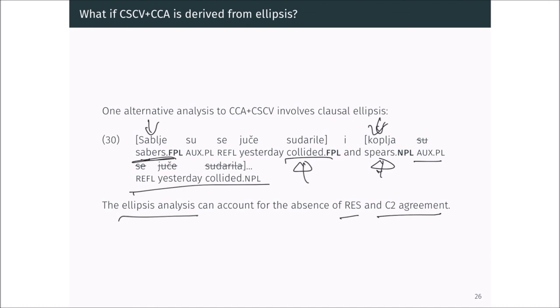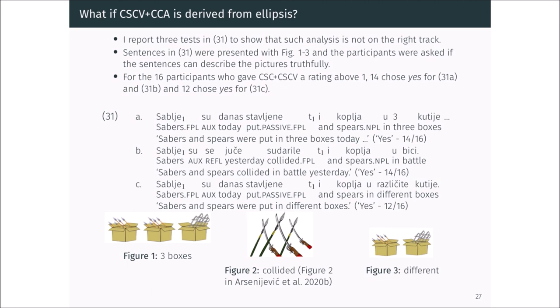I report three tests in 31 to show that the ellipsis analysis is not on the right track. Sentences in 31 were presented with figures 1 to 3, and the participants were asked if the sentences can describe the pictures truthfully. The scenarios depicted by these three figures, I would argue, are readings that cannot be generated by the ellipsis analysis.